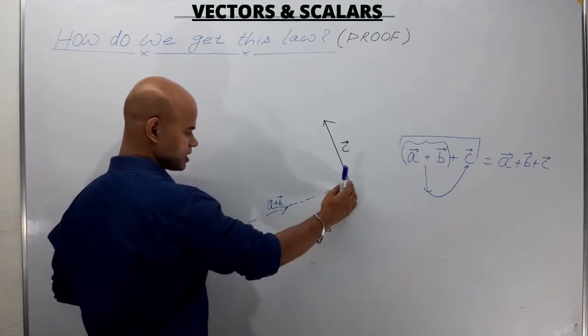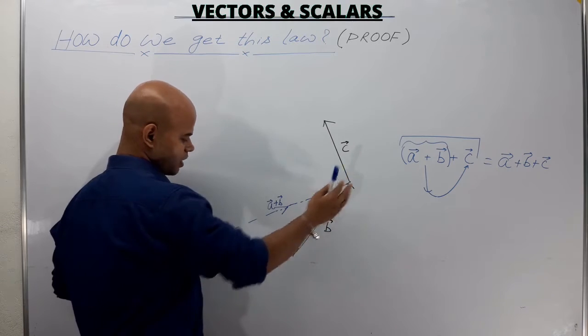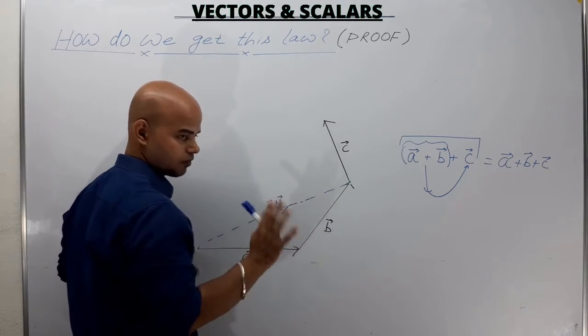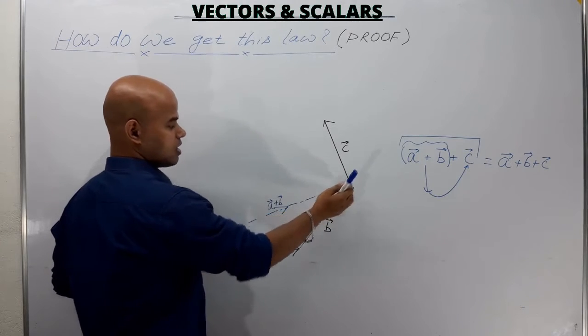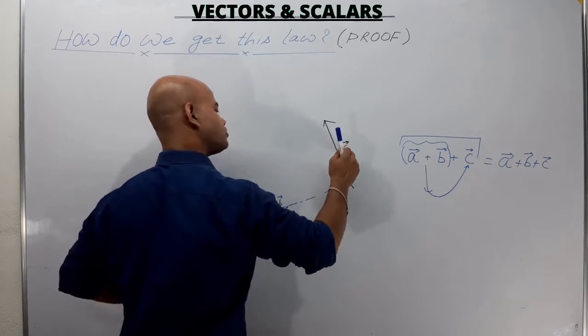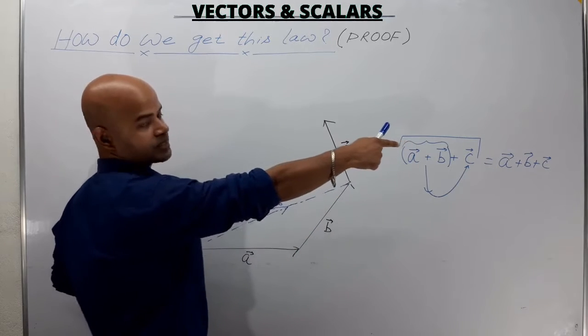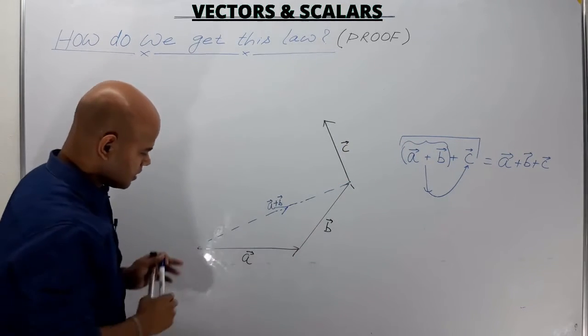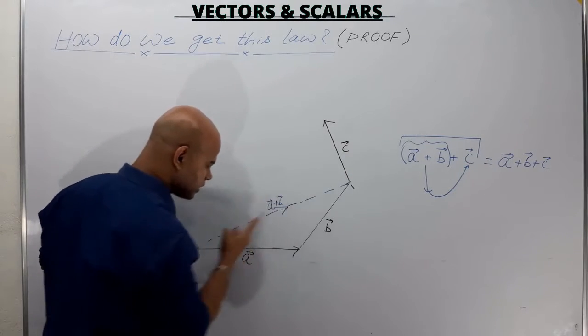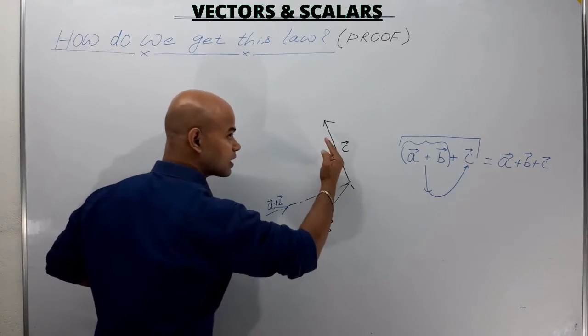So this is my resultant, A vector plus B vector. Now forget about A vector and B vector. We have already added them and we have obtained the resultant of these two vectors. Now this is what is to be added to C vector to get A plus B plus C. Are you getting it? So now see carefully, this A vector plus B vector and C vector.